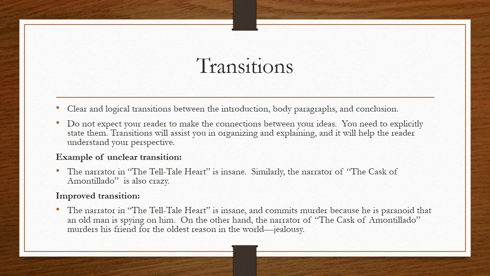Now, an improved transition. The narrator of The Telltale Heart is insane and commits murder because he is paranoid that the old man is spying on him. On the other hand, that's the transition, the narrator of The Cask of Amontillado murders his friend for the oldest reason in the world, jealousy. So we have a much better understanding of where we're going from, talking about maybe The Telltale Heart in the previous paragraph to talking about The Cask of Amontillado, both of which are really awesome short stories by Edgar Allan Poe.